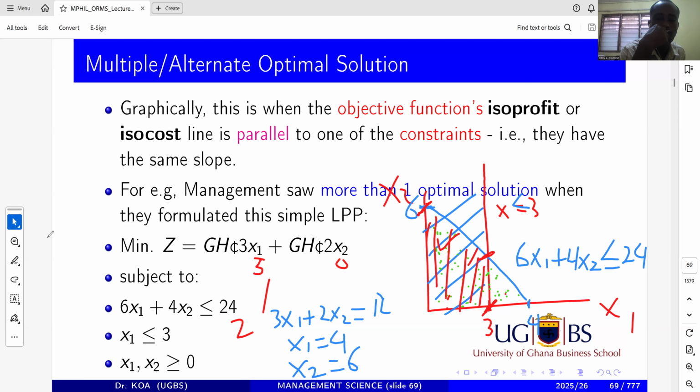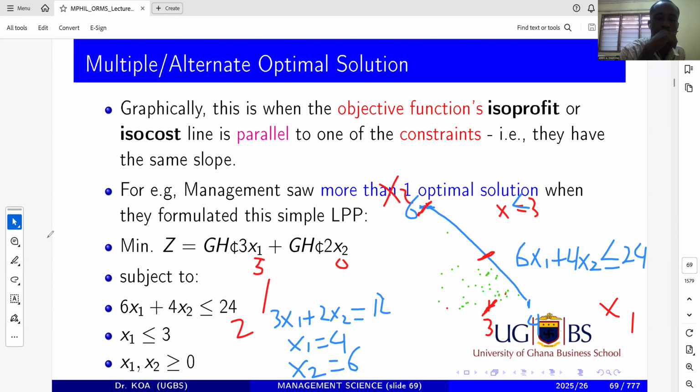So everything is not correct. If it's a minimization, you have to wipe off all of this. This shaded area doesn't work here. What you need is that. It's a minimization, so you're looking for the minimum cost. So here you rather shade here.